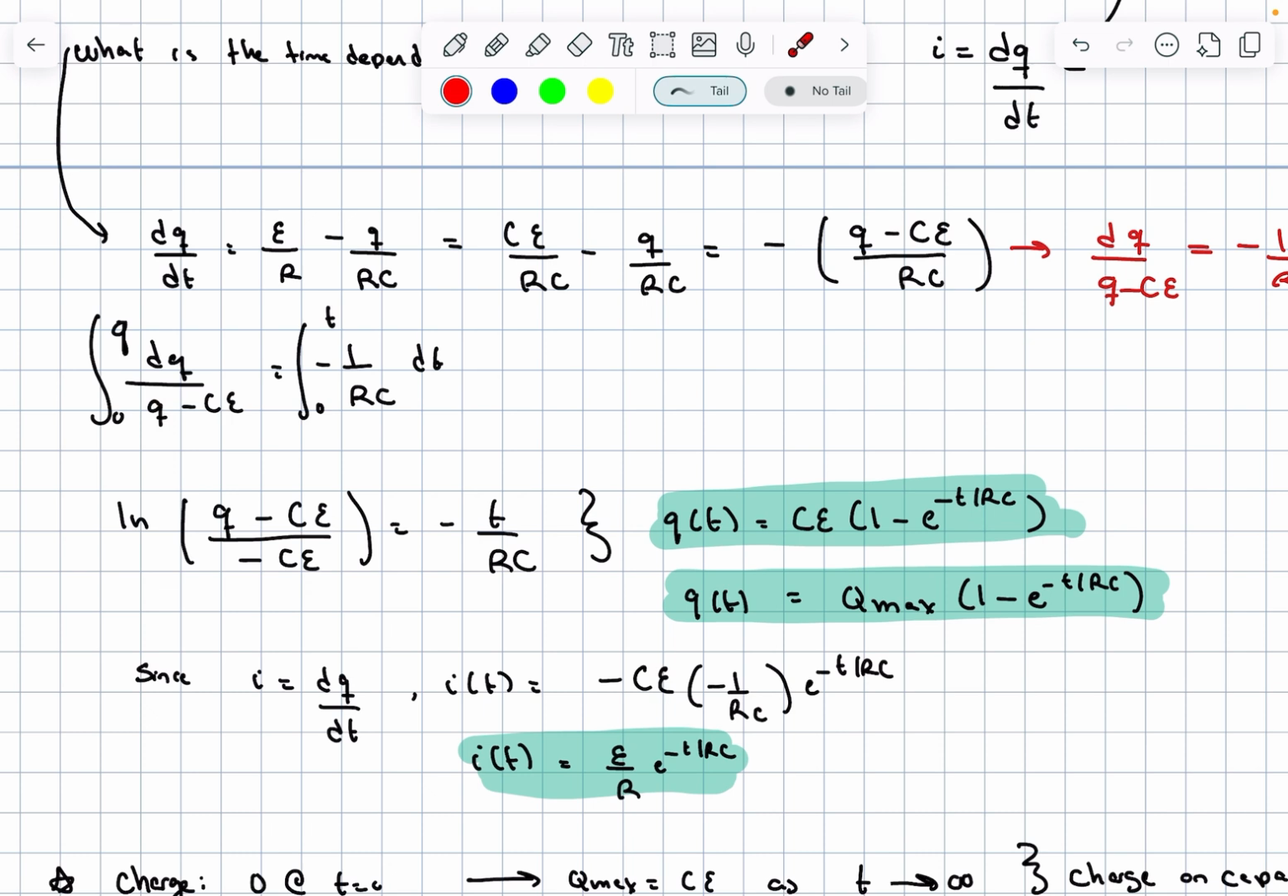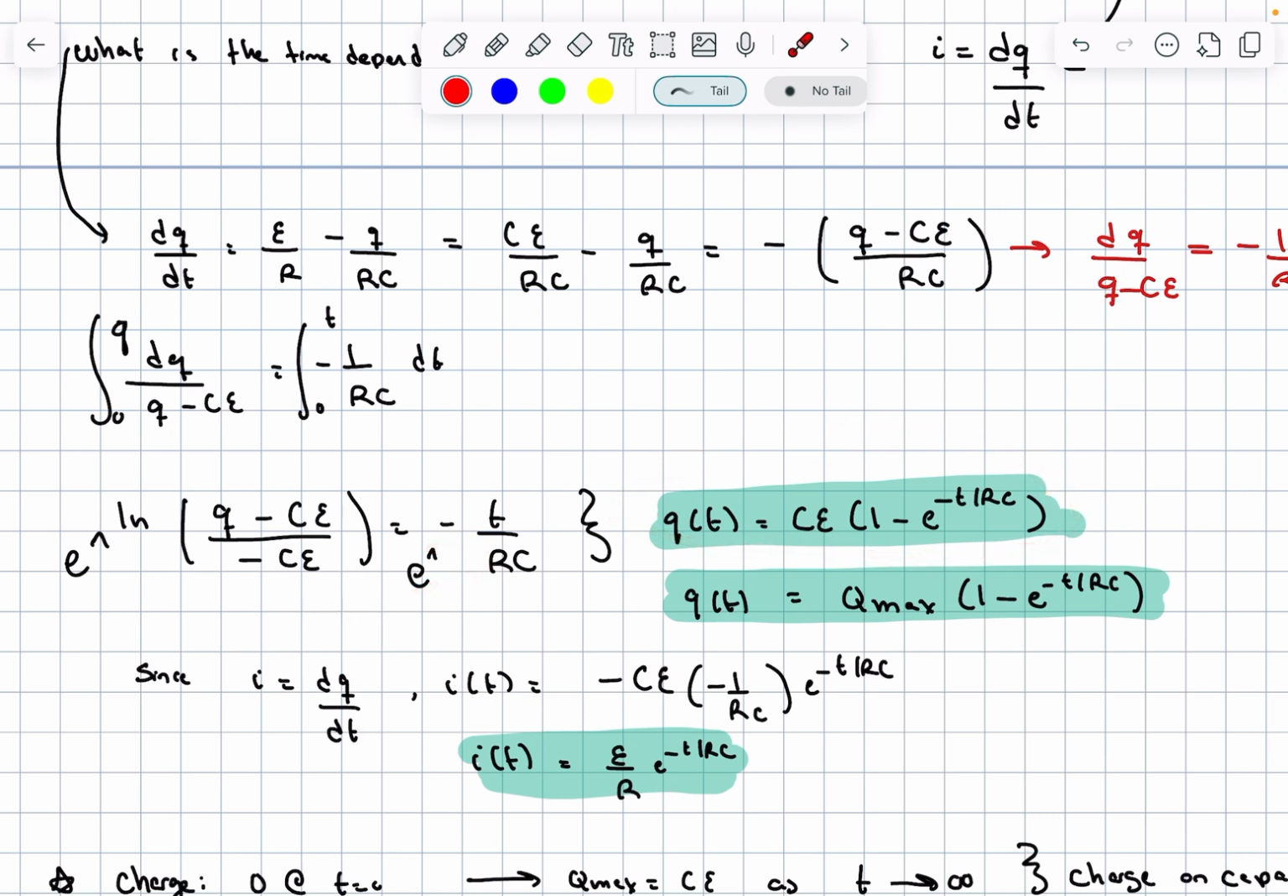Now the next thing we're going to do is do e to the power of on both sides, and that's going to get rid of this ln here that we don't want. So then all we have on this side is (q minus CE) divided by negative CE is equal to e to the power of negative t over RC. We're going to move everything that's not q to the other side, and we get this equation here.